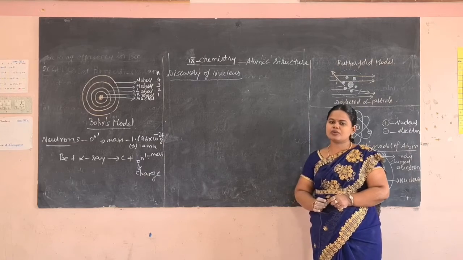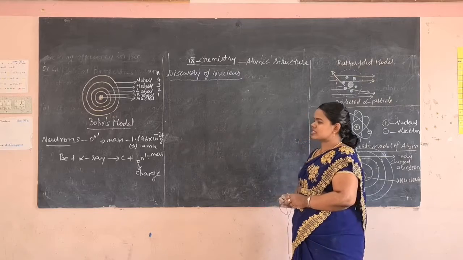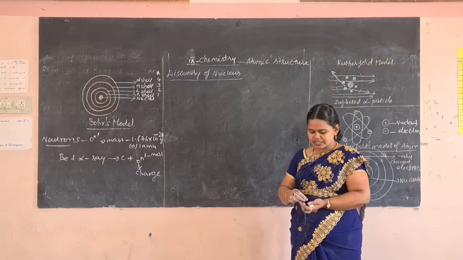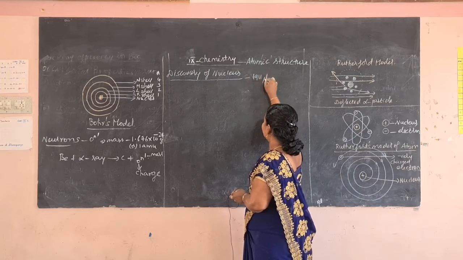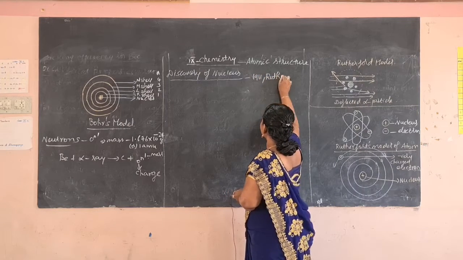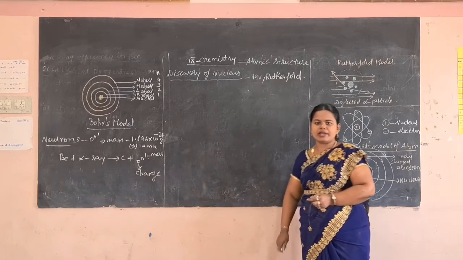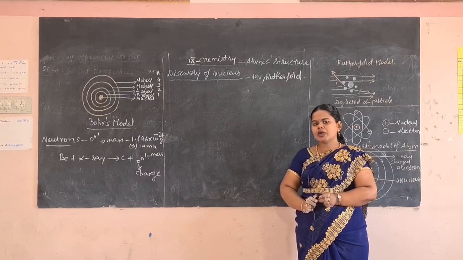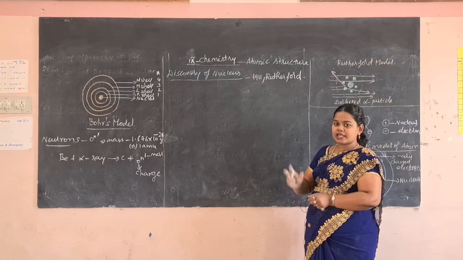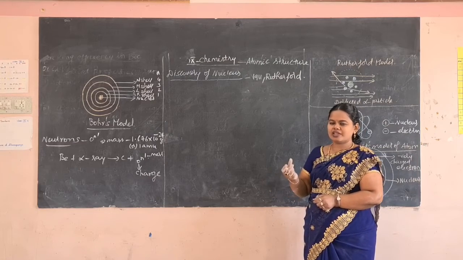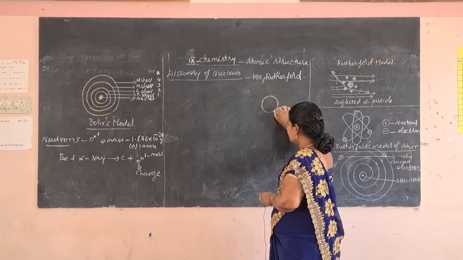Different scientists gave their view, or their model of the atom. The first one is the discovery of the nucleus. In 1911, Rutherford, who is from New Zealand, gave his idea on the concept of the nucleus. He took a gold foil, a thin film of gold foil.